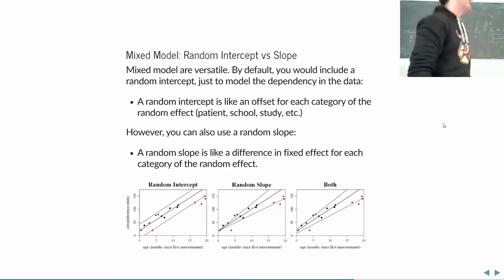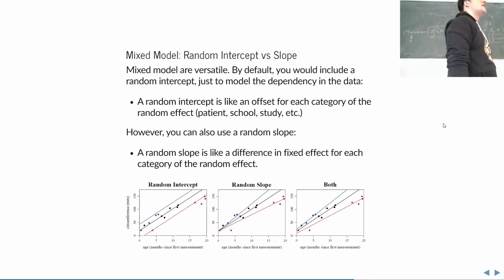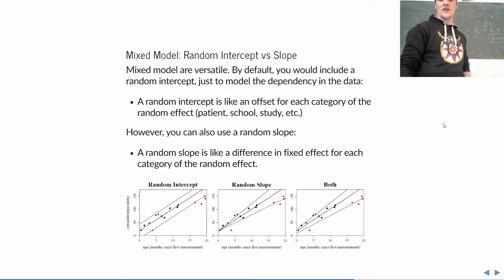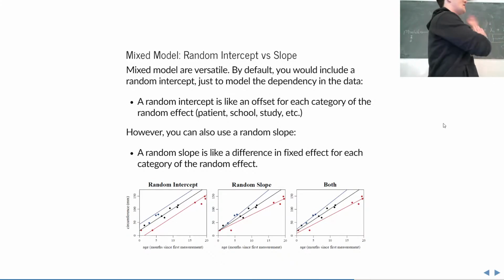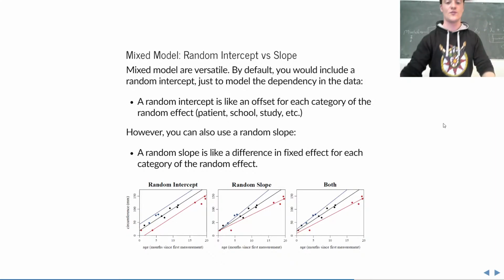Okay. Then we get to the choices you can make in a mixed model. So the most important choice is whether you want a random intercept or a random slope. A random intercept is like saying that there is some baseline offset for the category, but everyone progresses the same way, right? A random slope is saying, okay, everybody starts out the same way, but there is a different progression over time. So this is what that looks like.